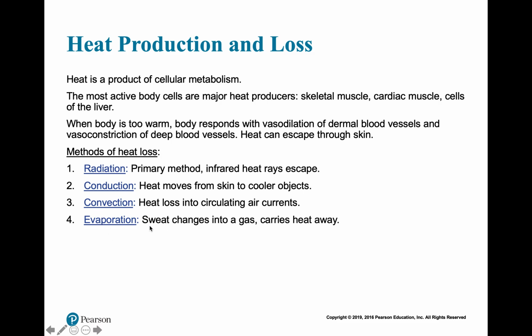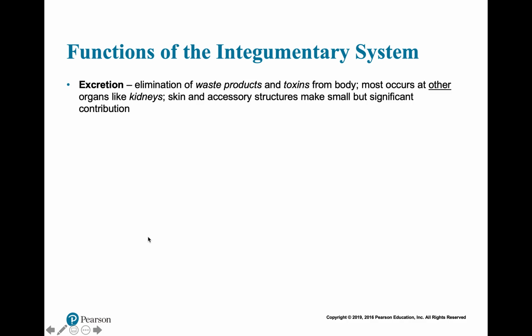And then evaporation, we talked about that with the sweat glands. So sweat glands release a watery substance called sweat. It evaporates, and when it evaporates away from our body, it pulls hot air with it. So that's evaporative cooling. And then another function of the integumentary system is excretion.